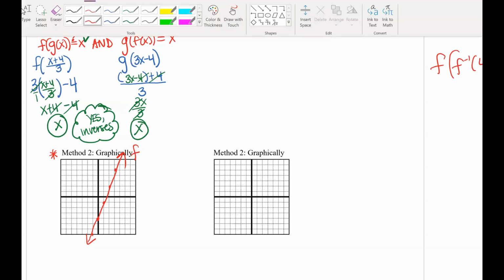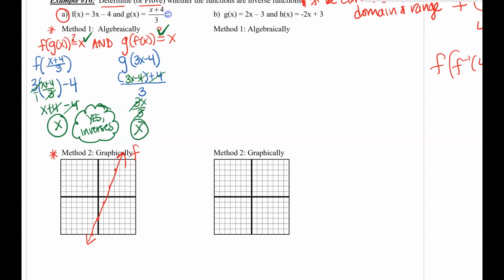I'm going to graph g of x in blue. And I'm going to rewrite it for those of you that this looks a little confusing. I'm going to think of this as 1/3 x plus 4/3. So my y-intercept is 4/3, or excuse me, 1 1/3. And then my slope is up 1 over 3, or down 1 and to the left 3. That can work too. And then I'm going to go ahead and draw that line.